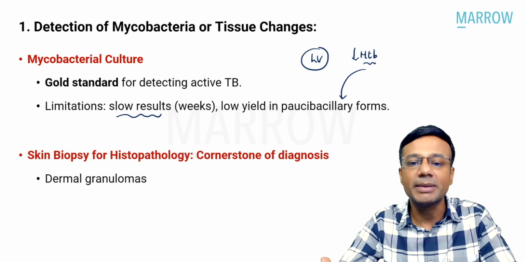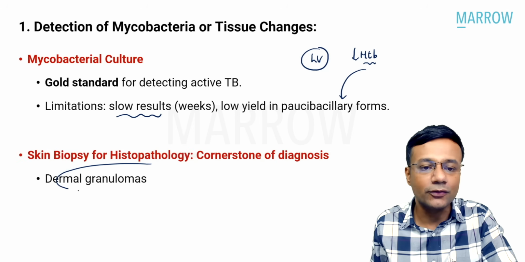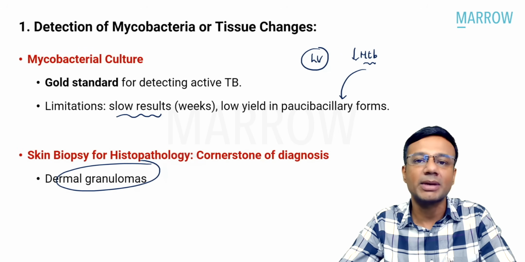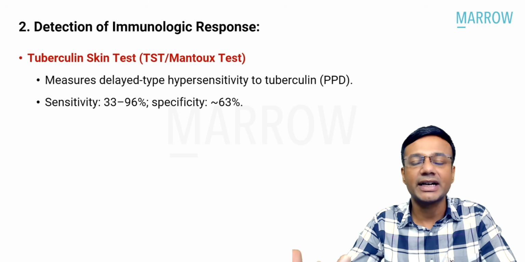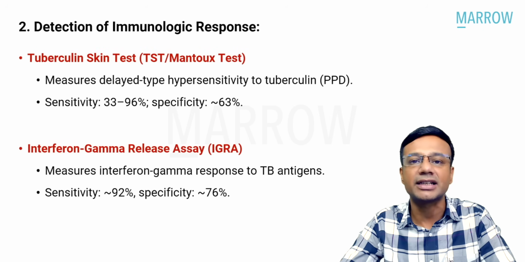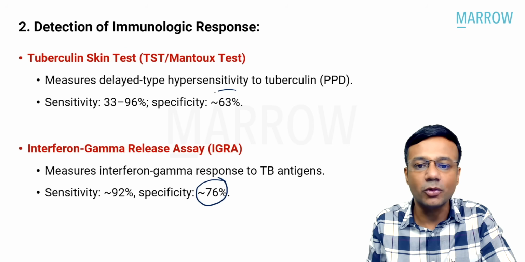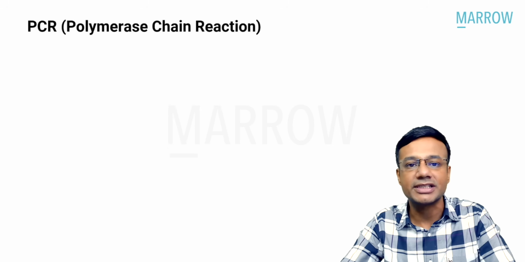Another important confirmatory test, which is the cornerstone for diagnosis, is skin biopsy to look for dermal granulomas. That is because tuberculosis is a granulomatous disorder. To detect the immunological response, we have 2 tests. We have either the tuberculin skin test, the Mantoux test, and we also have the IGRA test, which is interferon gamma release assay. Only to remember that the specificity of the IGRA test is more when compared to Mantoux test. However, please remember, students, both are only for detection of immunological response.